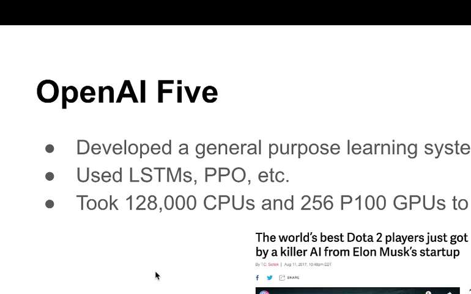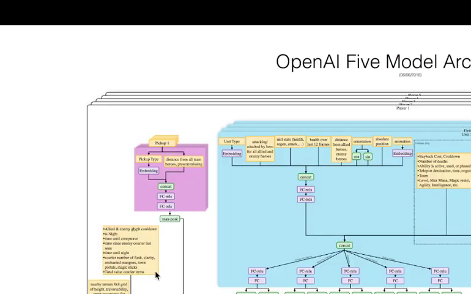So that's how much compute power it took to train an artificially intelligent Dota 2 team. And then you have news articles saying, oh, there's a killer AI from Elon Musk's startup going to take over the world or something, right? I mean, sure, it sounds good on the news, but it's really not like that. But the fact that we're able to do something like this is pretty remarkable. And this is the architecture they use. It's pretty big. It's not just a feed-forward neural network like we talked about here. It's really complicated, but it's pretty cool. It just shows you how much work goes into this.